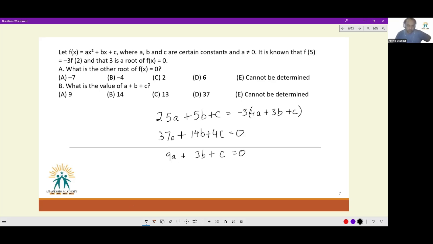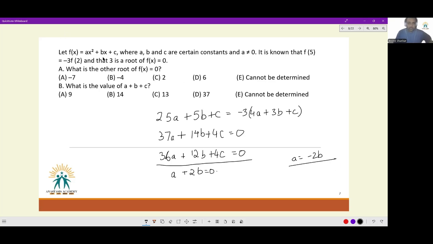These two are identical. If these two are identical, I multiply the equation at the bottom with 4. You get this as 36a. I will get this as, what was it? I've forgotten already. 3, no? 3 into 4 is 12b. And I will get this as 4c. So this will continue to remain 0. Top equation minus the bottom equation, I get a plus 2b is equal to 0, or a is equal to minus 2b.